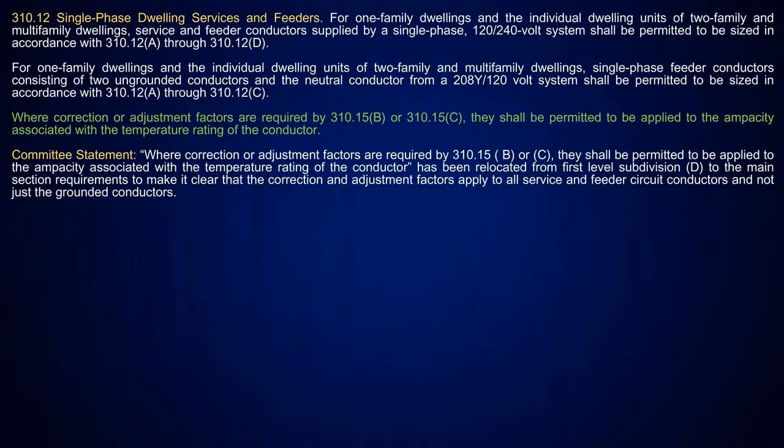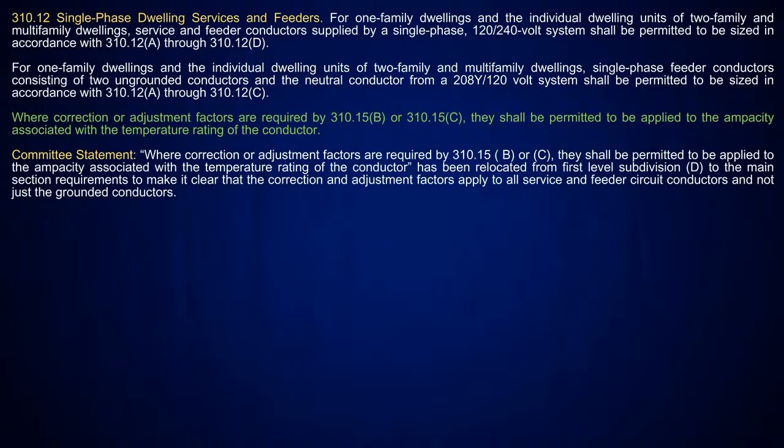So a lot of times, what do you see people run outside? THW, THWN, not THHN. If that's the case, then you can only use the 75-degree C column. So that's why I think this is an important change. I think it helps clarify a few things here.